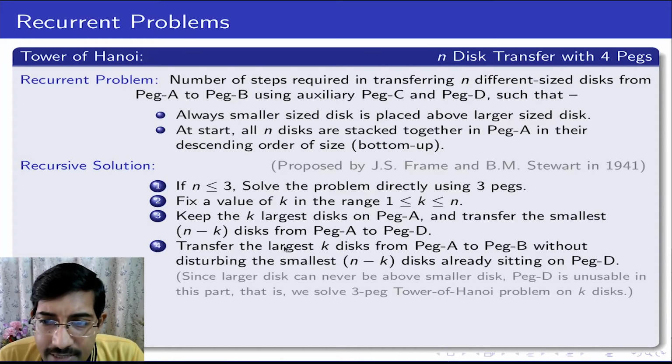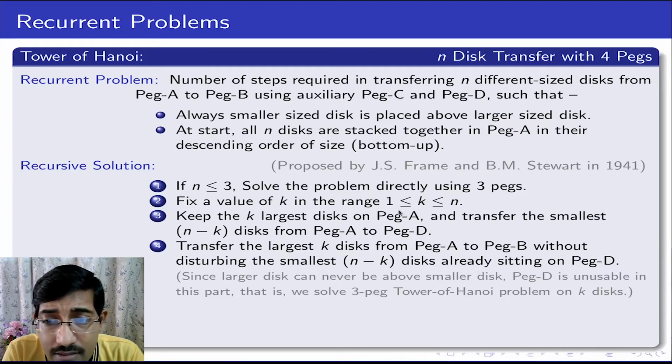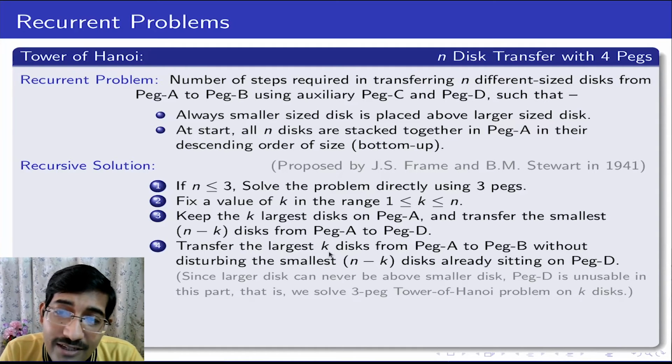Now the last k disks I would transfer from peg A to peg B without disturbing the smallest n minus k already placed in D. Therefore, for this largest k disks, everyone is larger than whatever n minus k disks were in peg D, so I cannot place anyone there. So I have to resolve this transfer by using 3 pegs only. That is, my peg C is my auxiliary here. So again, for this number of disks, the movements will be of the 3 peg kind. It will be the T_k thing.